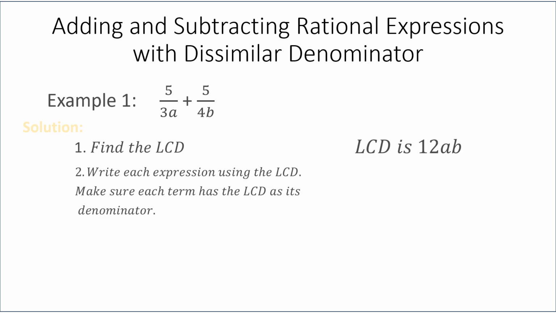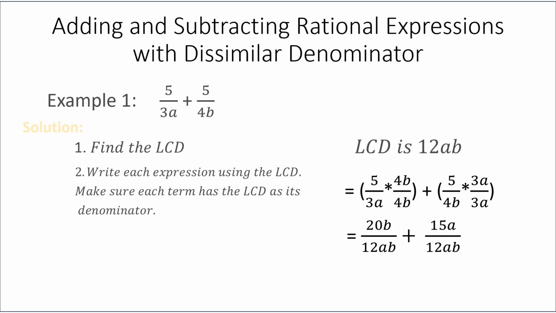Then we are going to write each expression using the LCD. That will be 5 over 3a times 4b over 4b. And the second is 5 over 4b times 3a over 3a. For us to convert the expressions with their common denominator already.